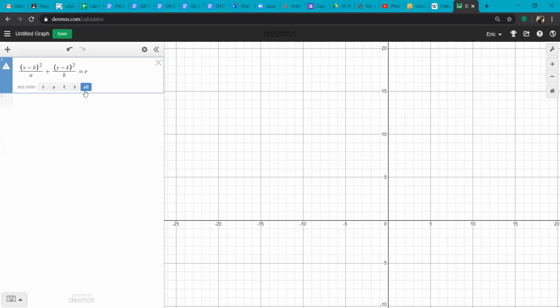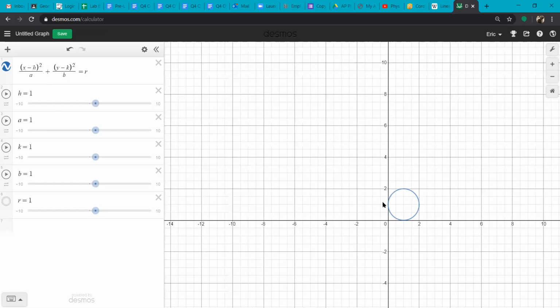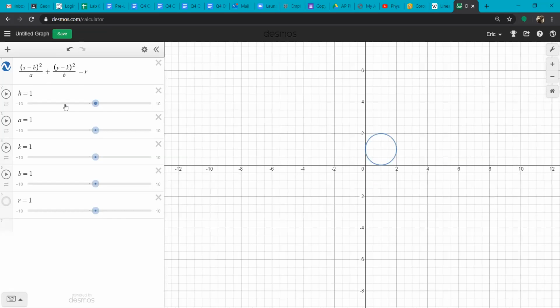And I'm going to go ahead and give a slider for each one of these. This very fancy equation is the generalized equation for all circles and ellipses. So check this out. It's starting off as a circle centered at (1, 1) with a radius of 1. But by using h and k, I can shift this circle wherever I want. H goes left and right. K goes up and down. R changes the total size.